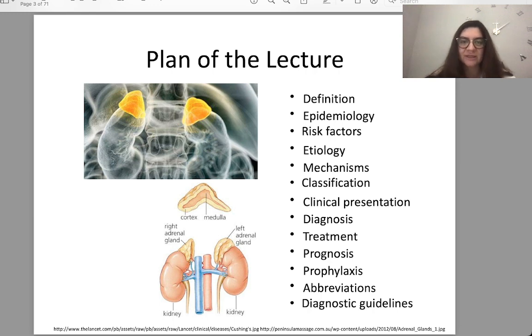Plan of our lecture today. It is definition, epidemiology, risk factors, etiology. I'm going to discuss, as usual, mechanisms, classification, clinical presentation, diagnosis, treatment, prognosis, and prophylaxis of adrenal gland disorders. And here you see pictures with the anatomical position of the adrenal glands, which lie on the upper poles of the kidneys.